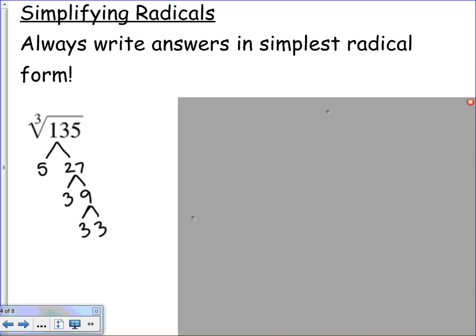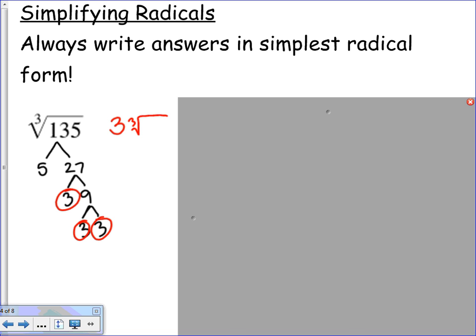So how many of the same number do we need? We need 3 of the same numbers. Okay, so instead of always looking for pairs, now, depending on what the root is, you're going to look for that number of repeats. Okay, so I have 1, 2, 3 3s. So a 3 can go outside my radical. And then instead of doing a square root, I'm going to have a cube root.